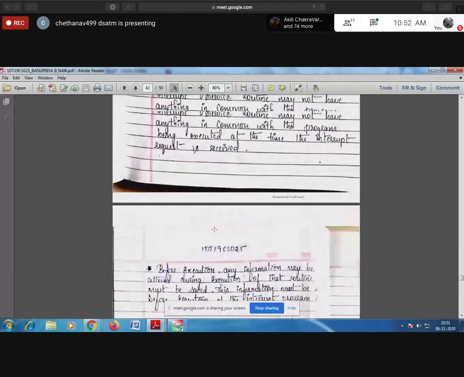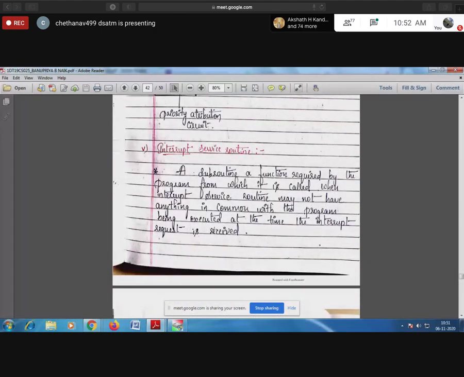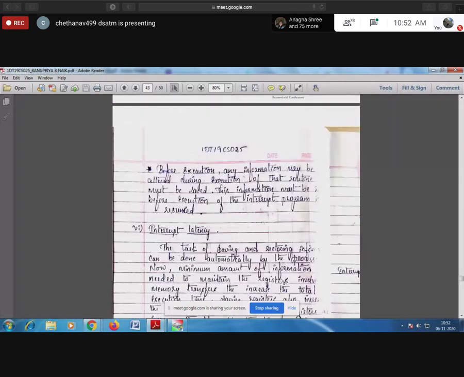Interrupt service routine means what? Very simple. You have to draw the diagram. While calling, the routine will execute and it will come back to main. That's what an interrupt service routine is.